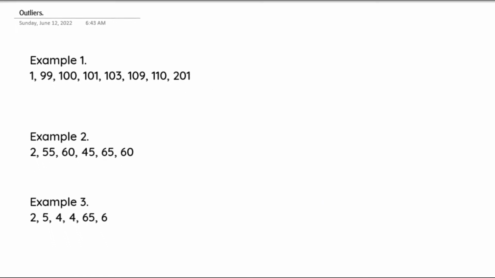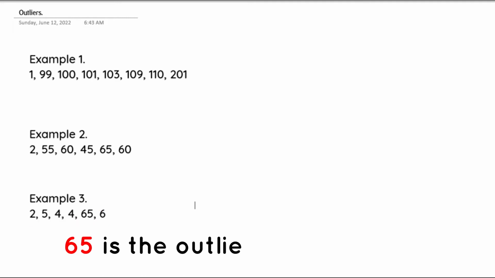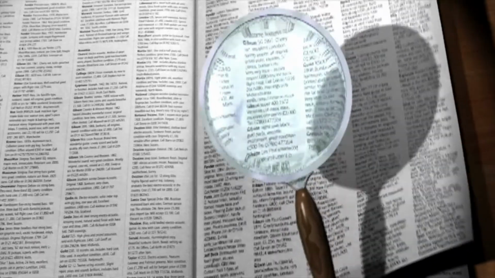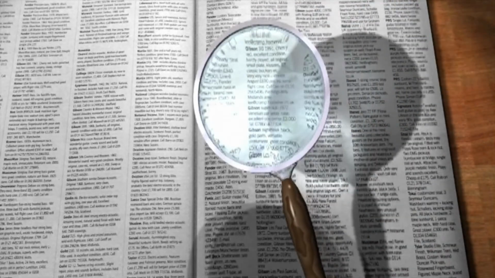So for our third example, we have 2, we have 5, we have 4, we have 65, and we have 6. Taking a closer look at this example, we can see that most of the variables are of little value. We have 2, 5, 4, 6, and 65 is just this value that is extremely large compared to other variables. So definitely 65 is the outlier present in this dataset. From examples 1 to 3, we can see that it is easy for us to spot our outlier by just looking directly into our dataset and looking for the smallest or the largest variable.